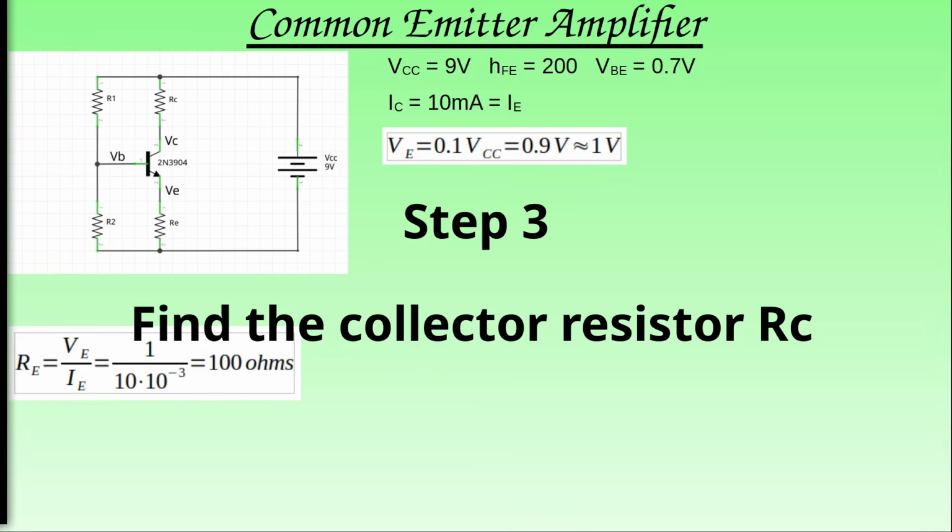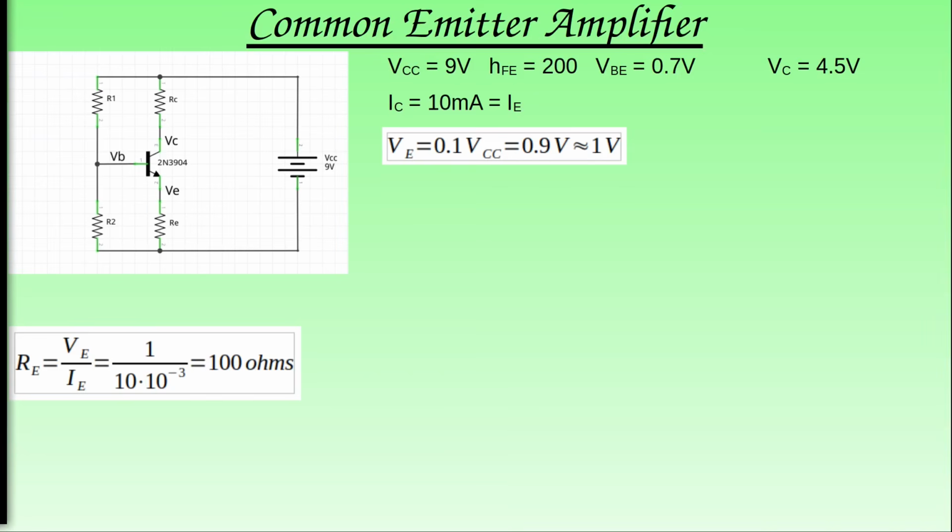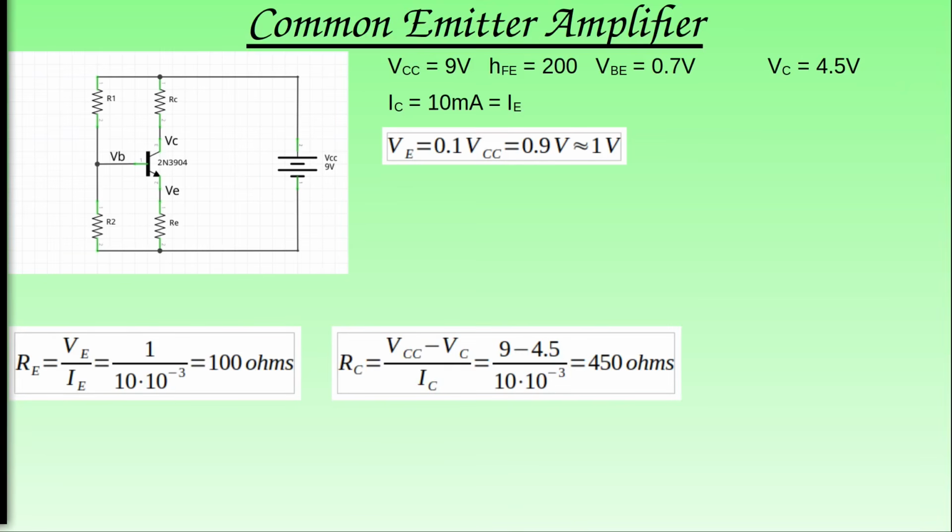And now step 3. Find the collector resistor. For that, we need first to determine the collector voltage VC. Now, to be able to deal with symmetrical signals, we need to set VC to half the value of the power supply, which is 4.5 volt. Now we can apply again Ohm's law to find RC. And so we have RC equals VCC minus VC over IC, or 450 ohms. And this we can round to the closest available value of 470 ohms.